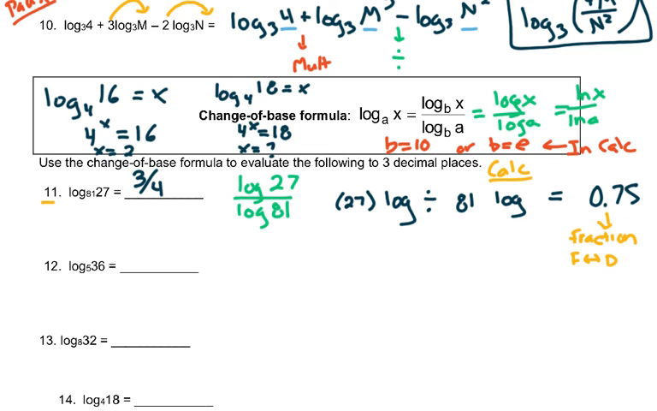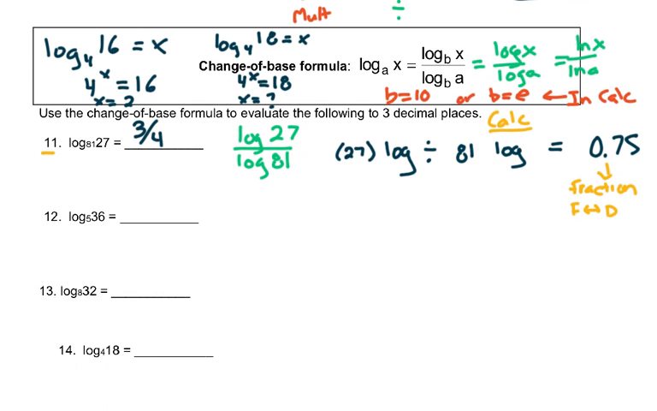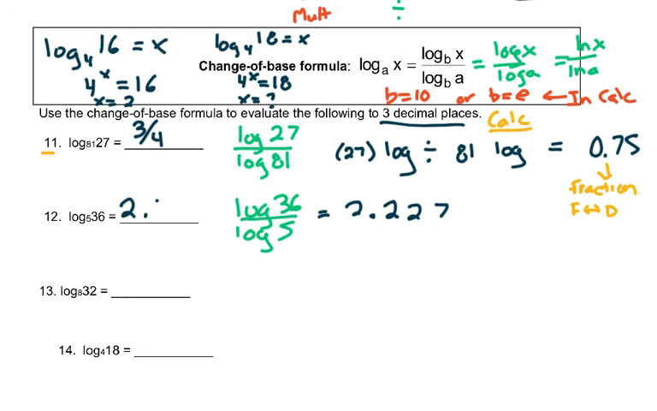So number 12, log base 5 of 36. So this would be using the change of base, log of 36 divided by log of 5. So we would stick this in our calculator. And if we did this right, we should get 2.227 if we round to 3 decimal points. And this one does not go into a fraction, so our answer would just be 2.227.